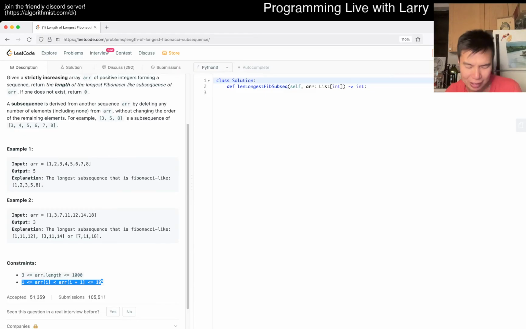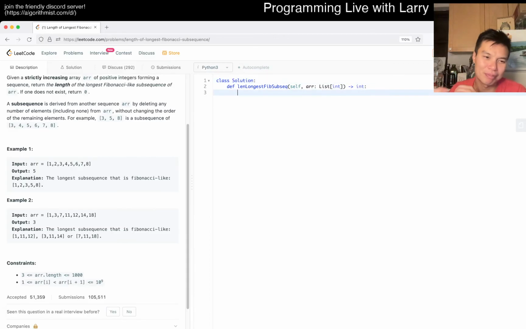I don't know the actual math. The actual math is log base 1.6 of 10 to the 9, or something like that, right? I actually don't know how to compute it, but I guess I could use Google. Okay, Google's not really telling me that, but anyway, my point is that it'll be less than like 40 or 50 or something like this, right?